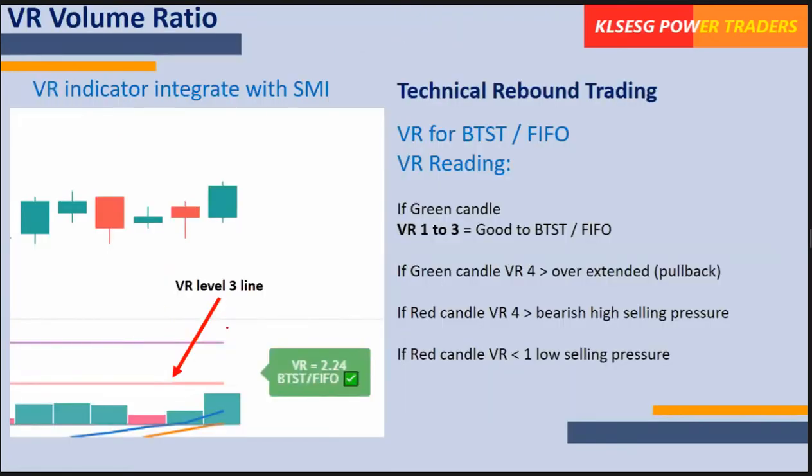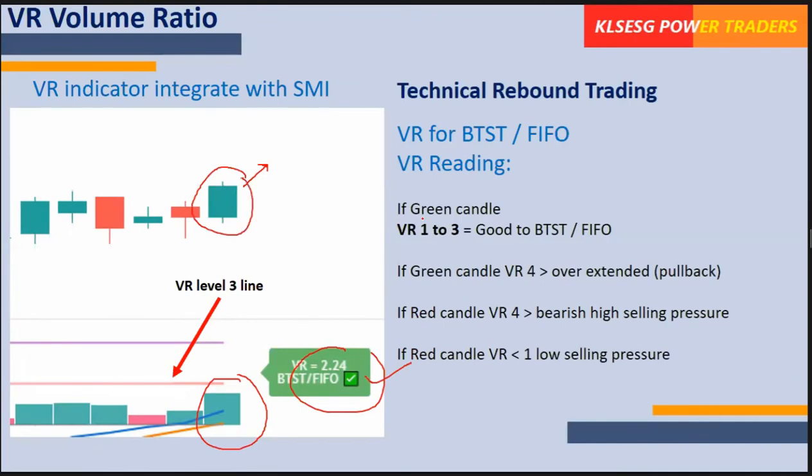So this VR we use for BTSD or even swing up also can. We want to know whether the candle is overextended or not, if it's too strong or not. Okay, so this one you can see the volume here is not over the level 3 pink line, so it's 2.24. It's still okay. That's a correct here. So this price has a high chance to continue its uptrend momentum. It's as simple as that.